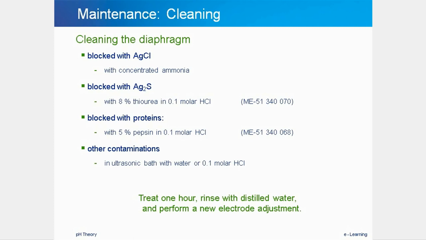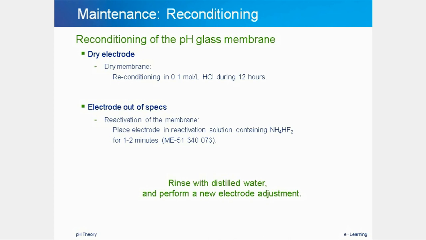Should the diaphragm be blocked with proteins, a 5% pepsin solution in 0.1 molar hydrochloric acid can be used to clear it again. For all other contaminations, an ultrasonic bath can be used to clean or unblock the diaphragm. After cleaning, the pH electrode should of course be calibrated again before any measurements. Mettler-Toledo supplies some of these cleaning solutions ready to use. The part numbers are also given on the slide as a reference.